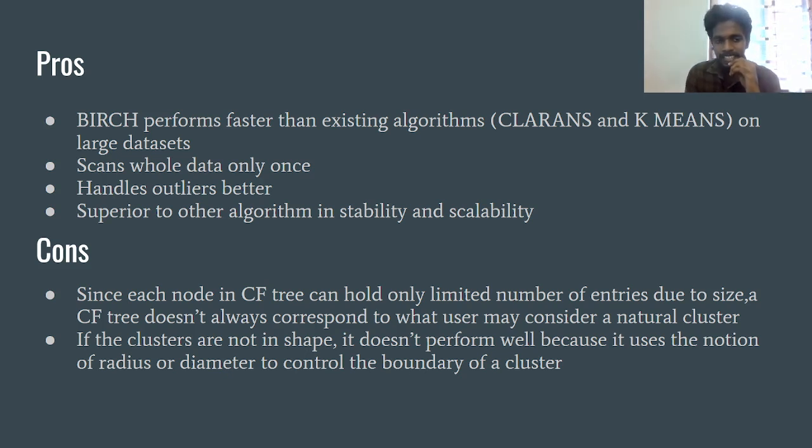The cons are that, since each node in a CF tree can hold only a limited number of entries due to size, a CF tree doesn't always correspond to what a user may consider a natural cluster. If the clusters are not spherical in shape, it does not perform well because it uses the notion of radius or diameter to control the boundary of a cluster.